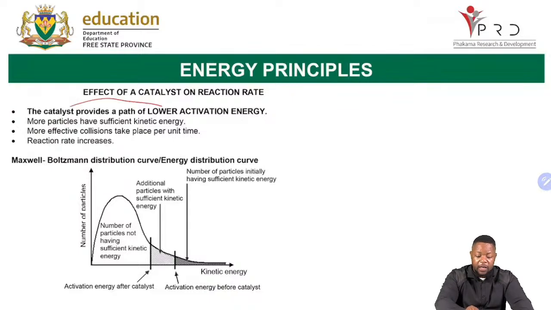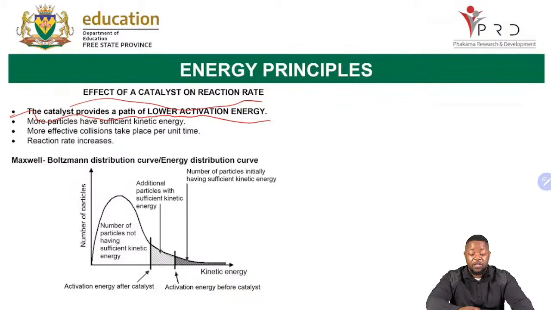The effect of a catalyst on the Maxwell and Boltzmann distribution curve. If a catalyst is added, what does it do? It provides a path of lower activation energy. The activation energy is lowered when the catalyst is added, and if the activation energy is lowered, then more particles have sufficient kinetic energy to collide, so more effective collisions take place per unit time, and the rate of reaction increases.